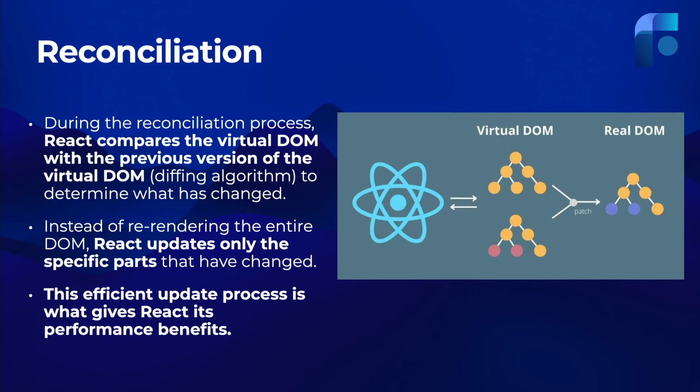Now, reconciliation is the process in which React compares the virtual DOM, which is this. This is the comparison between the two, between the previous version of the virtual DOM. And it's the diffing algorithm between these two that determines, if you can see this arrow, what has changed with these purple dots here. And that is your eventual change once it's done the diffing algorithm with reconciliation.